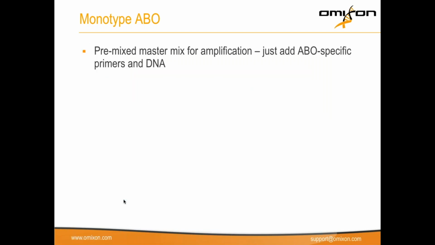The ABO kit comes with a pre-mixed master mix for amplification. All you need to do is add ABO-specific primers and DNA to get started. It also follows the same workflow as Holotype HLA v3.0. This means that if you are a Holotype HLA user, everyone is inherently trained in the protocol. Furthermore, the ABO kit uses the same reagents as Holotype HLA, which means that the amount of reagent QC that is required in the lab is reduced.